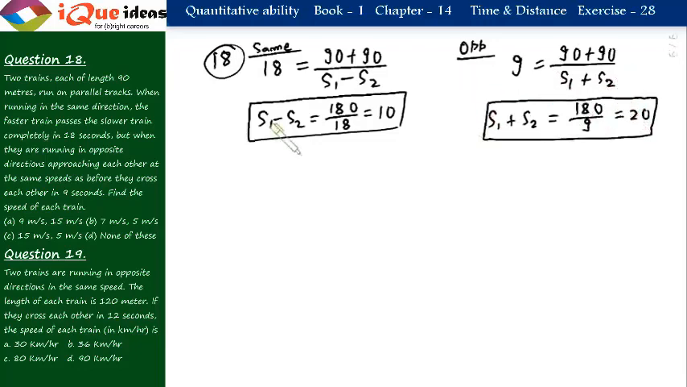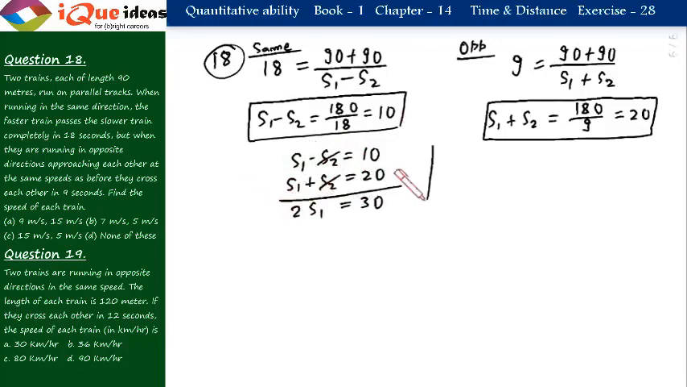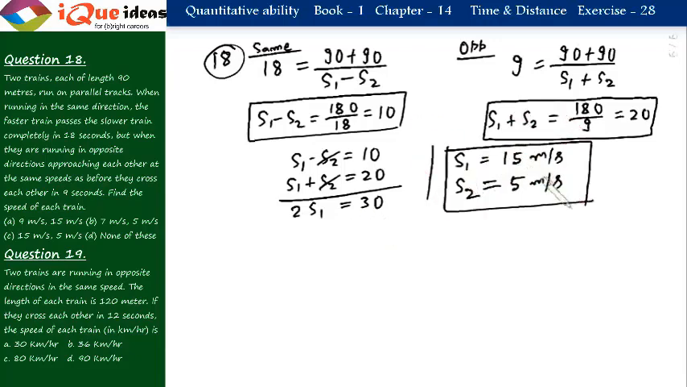We simply add them. S1 minus S2 equal to 10, S1 plus S2 equal to 20. If you add them, S2 gets cancelled. We get 2S1 equal to 30. Hence, S1 is equal to 15 meter per second. And S2, by putting in the first equation, you can say 15 minus S2 is 10. So S2 has to be 5 meter per second. So the speeds are 15 meter per second and 5 meter per second. Alright.